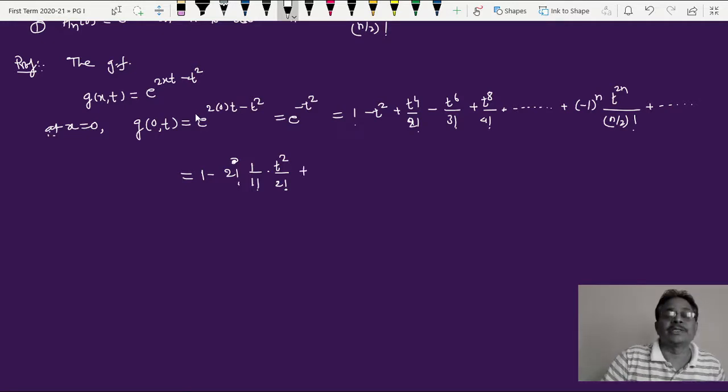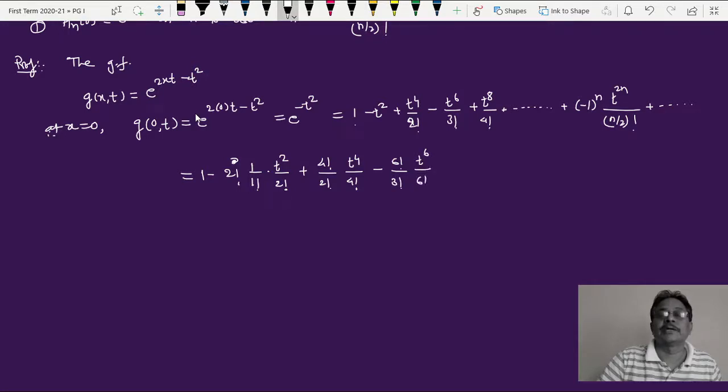Similarly, for the next term I can write 4 factorial divided by 2 factorial into t raised to 4th upon 4 factorial. The 2 factorial was there, t raised to 4 was there. This is 4 factorial divided by 4 factorial, so divided and multiplied by the same. For the next term, the sign alternates, so it will be minus: 6 factorial divided by 3 factorial into t raised to 6 divided by 6 factorial. Likewise, the same thing can be done here.